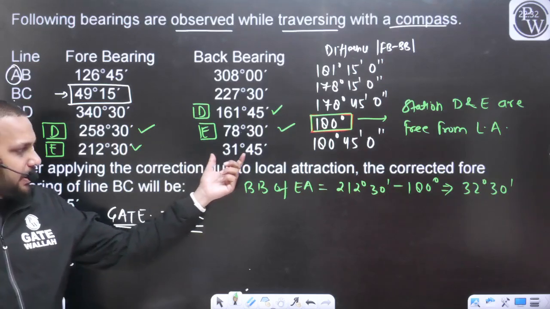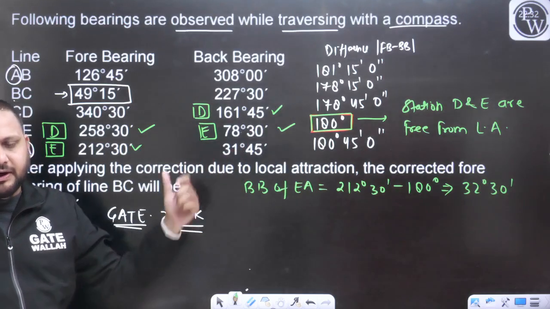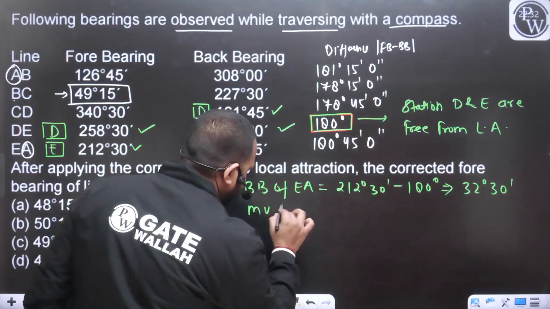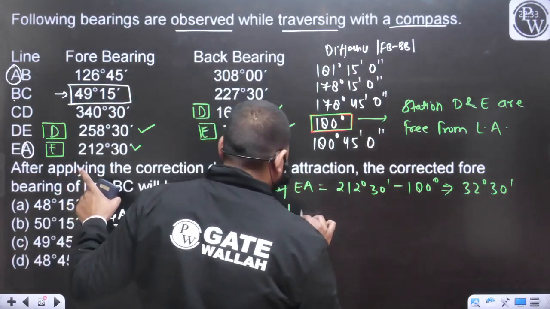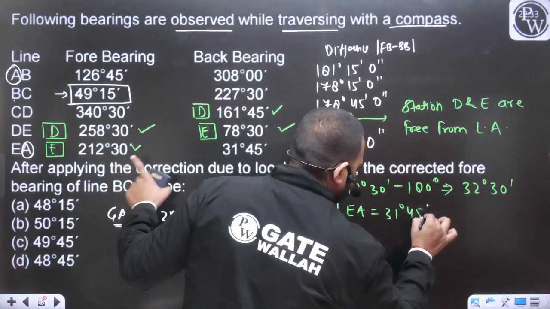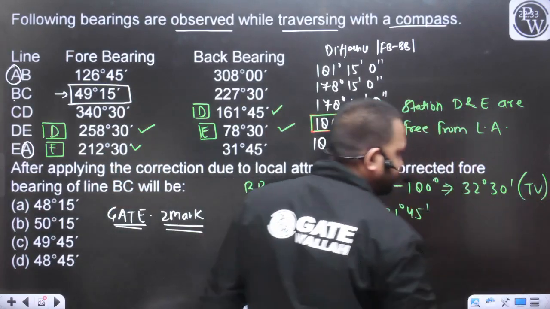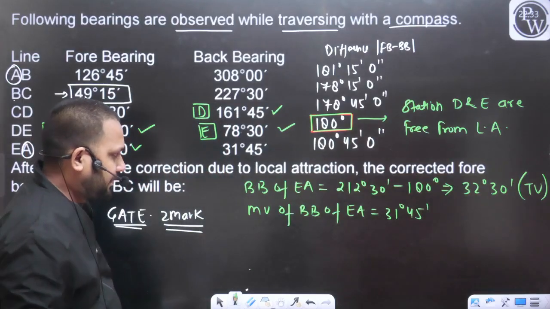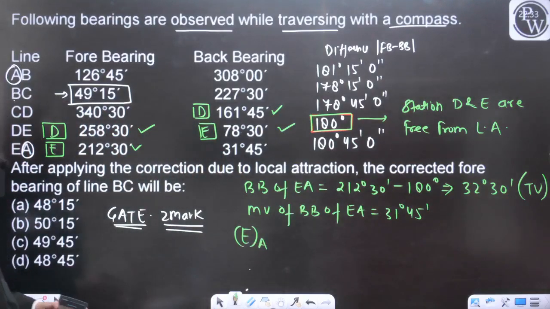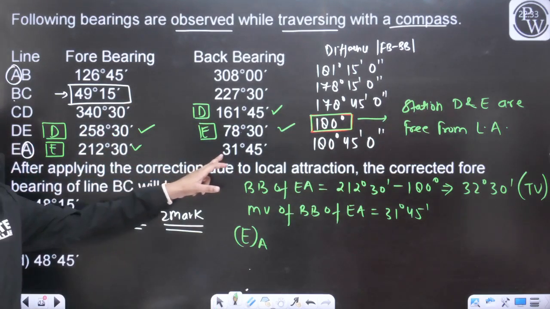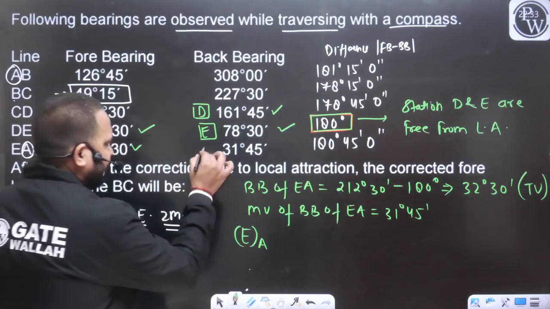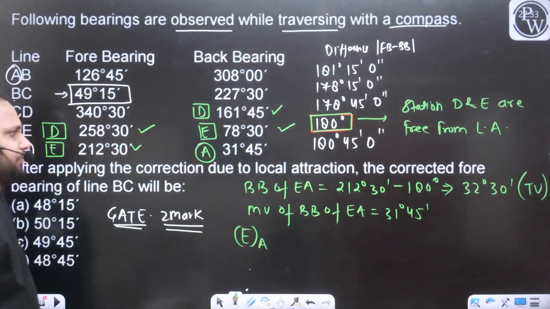But what you are reporting? The measured value of the back bearing of EA is 31 degree 45 minute, and this is the true value. Yes or no? So can I say now we can find out the error at station A? Because station E has no error, so there must be error at station A. This reading you have measured from the station A.